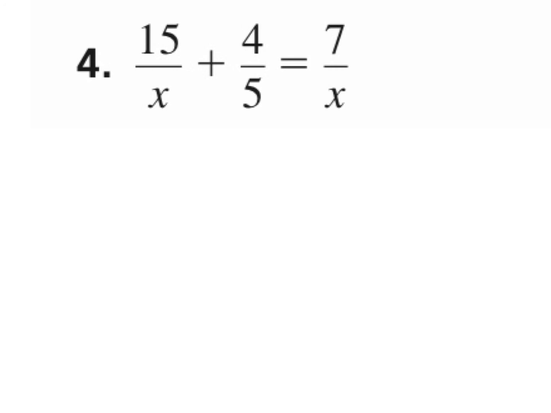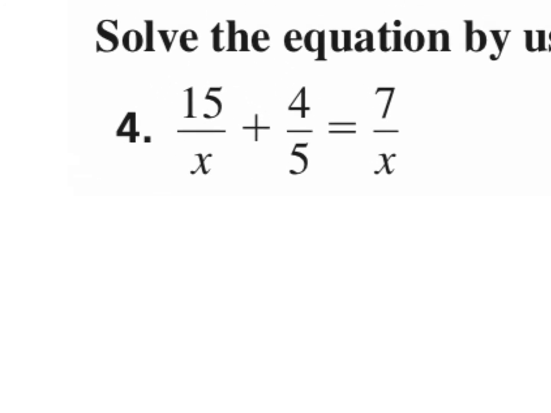So let's look at number 4. What do I have to multiply times every term in my equation to get my denominators to cancel? 5 and x. So I'm going to multiply everything times 5x. So in my first fraction, the x's cancel. And what am I left with? 15 times 5, which is 75.